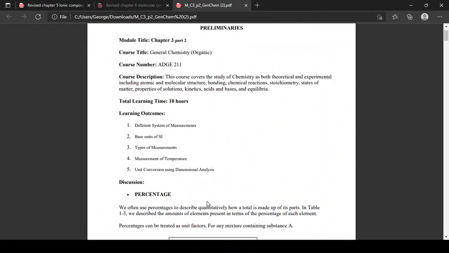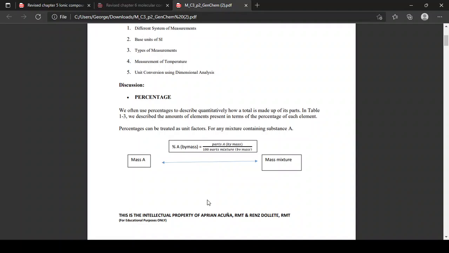Chapter 3.2 on measurements. So, first in our discussion is percentage. We often use percentage to describe quantitatively how a total is made up of its parts.